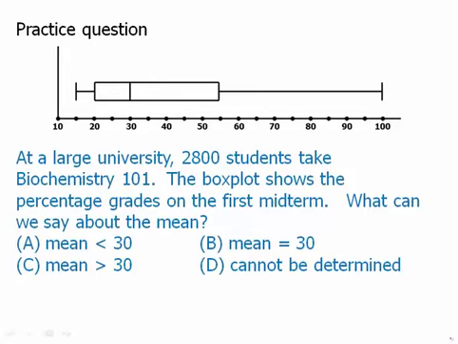Here's a practice question. Pause the video and then we'll talk about this. Okay, at a large university, 2,800 students take Biochemistry 101. The box plot shows the percentage grades on the first midterm. What can you say about the mean?